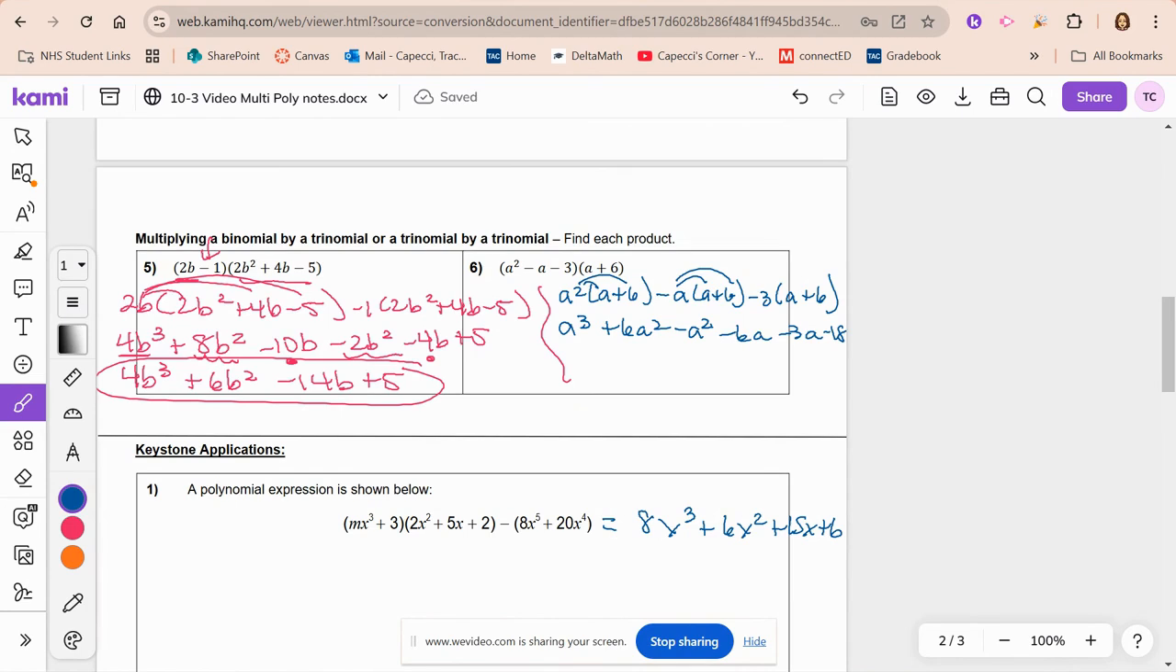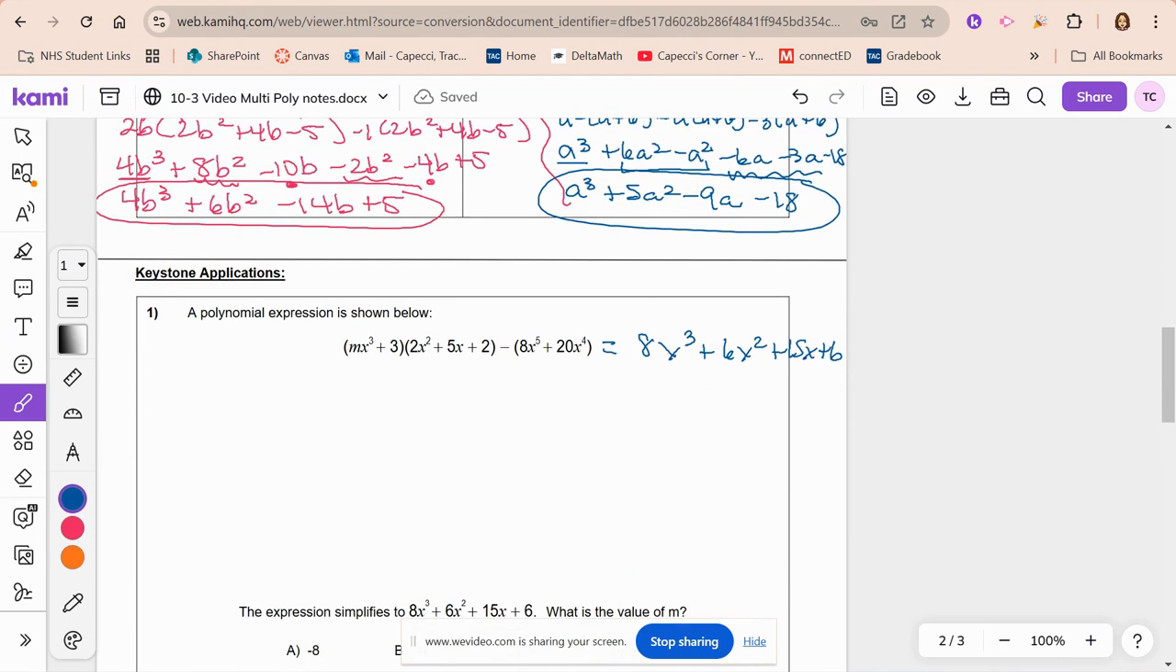Okay, I'm going to combine my like terms. So I have a to the third is going to come down. I have 6a squared and negative a squared, which gives me positive 5a squared. And then I have negative 6a and negative 3a gives me negative 9a. And then my constant, there's only one, so I'm just going to bring that down. And that is my final answer.